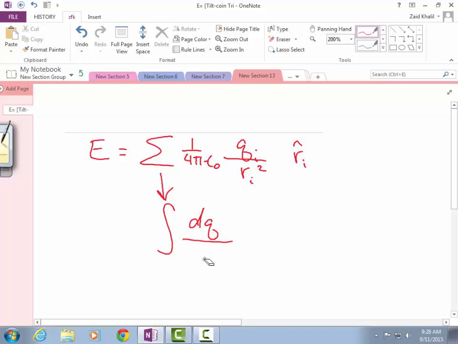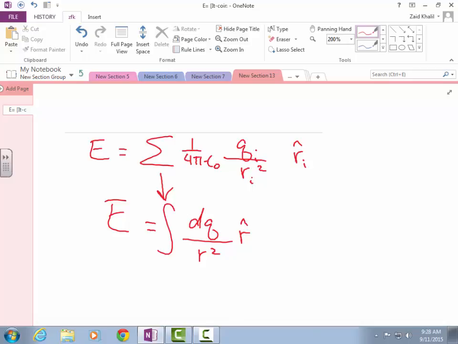This is for the electric field generally. And all of them are in what direction? In the r hat direction. So this is the electric field due to a continuous charge distribution. Notice it's a vector quantity.